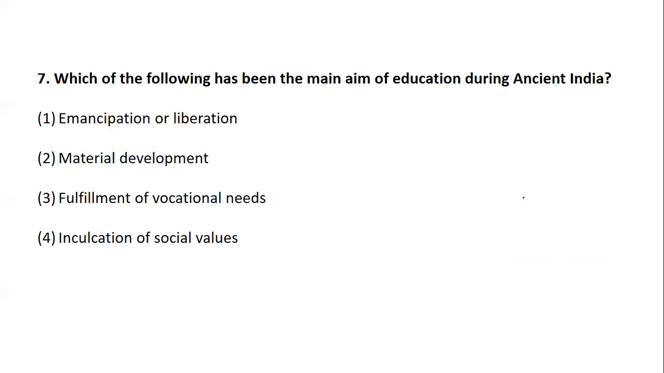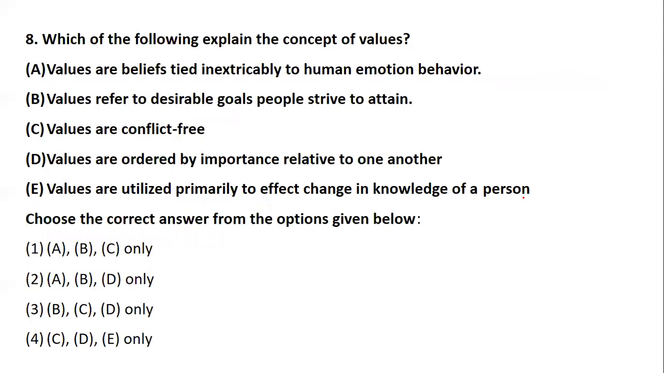This is the second question on the topic of ancient India. So in ancient India, what was the main aim? Emancipation, material development, fulfillment of vocational needs, or inculcation of social values? Emancipation or liberation was considered the main aim of education in ancient India.